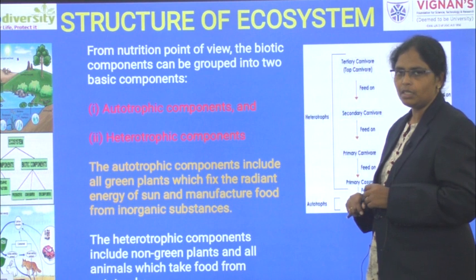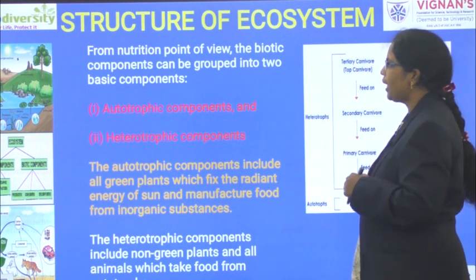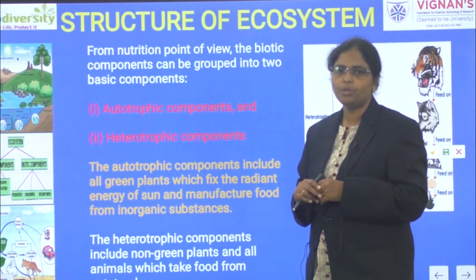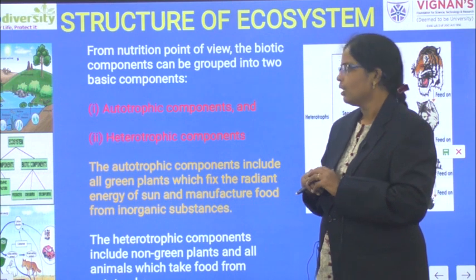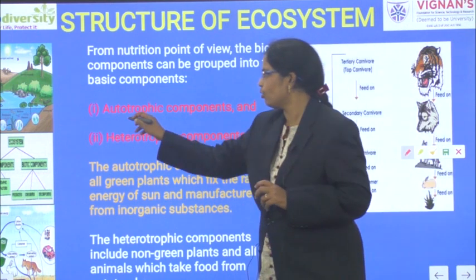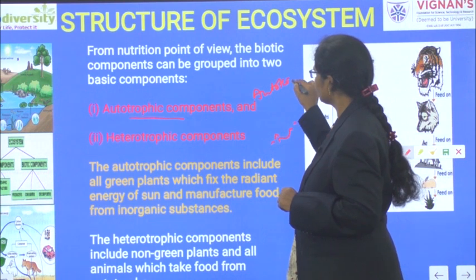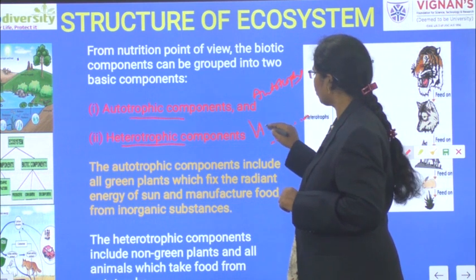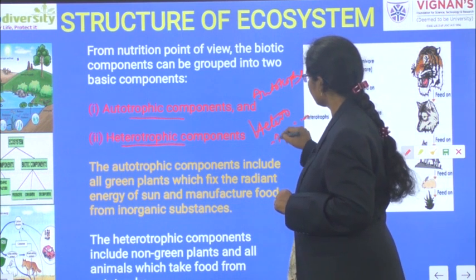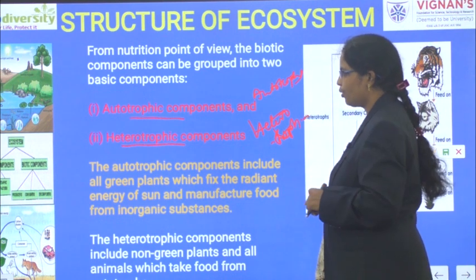And if you see the classification of these biotic components from the nutrition point of view, we can classify these biotic components into two categories. So, the first category is autotrophic, or we can say autotrophs. And the second category is called heterotrophs.